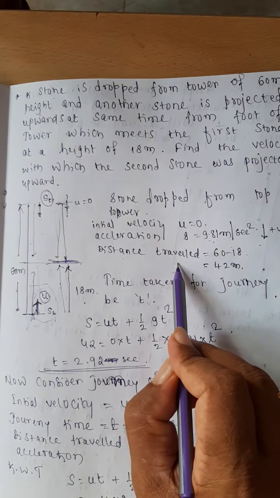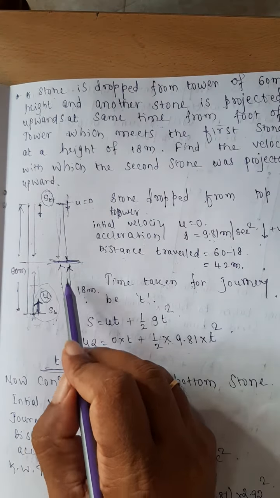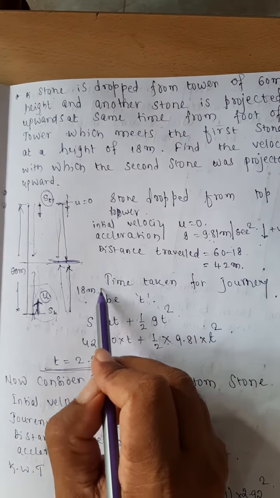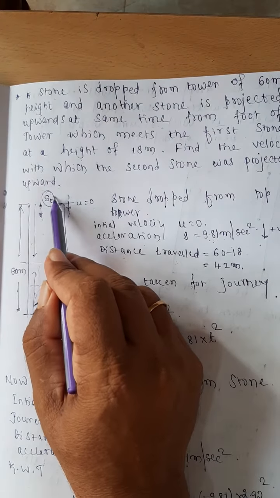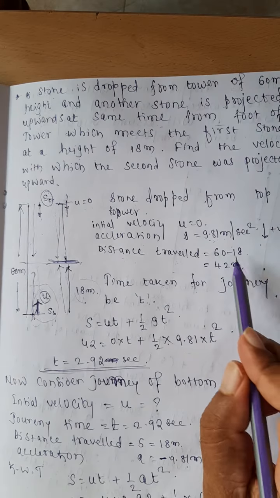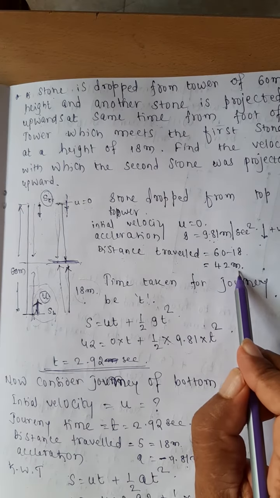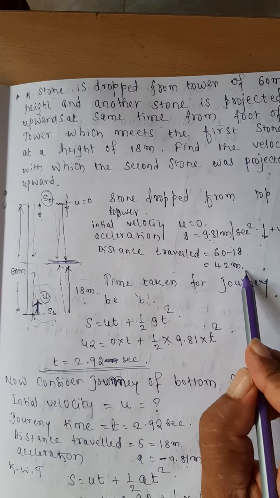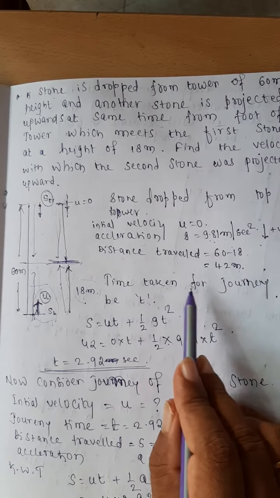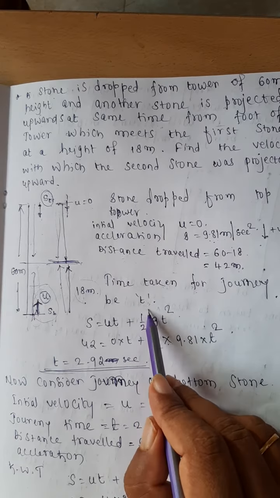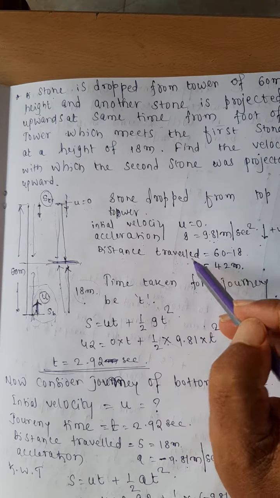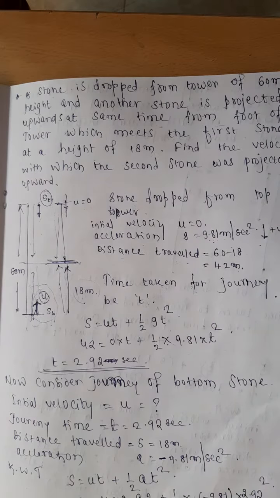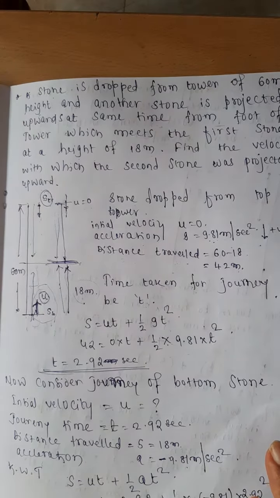Distance traveled by the lower stone from the bottom is 18 meter. Therefore, the distance traveled by the top stone is 60 minus 18, which is 42 meter. Time taken for the journey, whatever time is taken by the top stone, the same time is taken by the bottom stone to travel that particular distance, right?